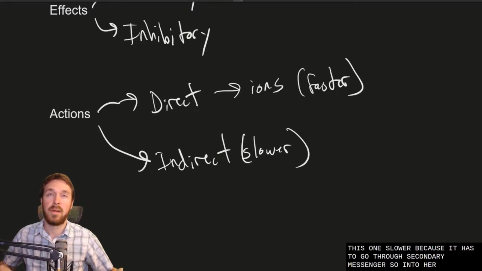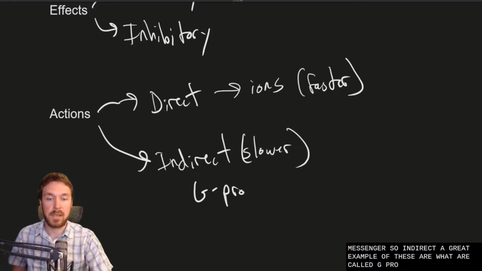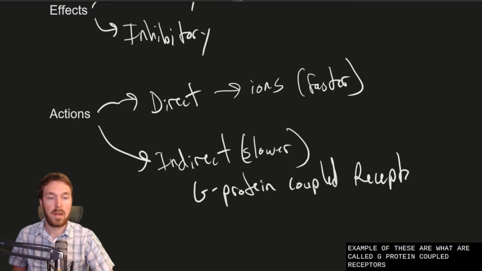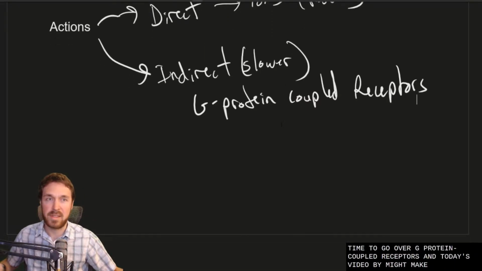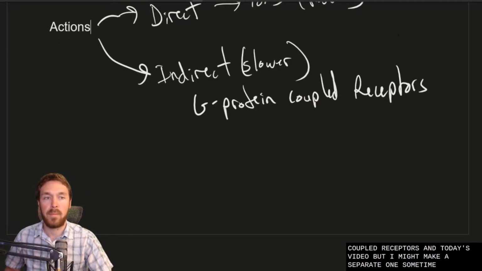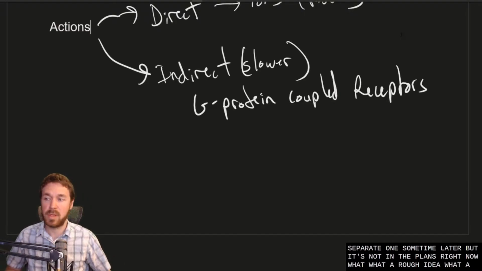So indirect, a great example of these are what are called G protein coupled receptors. Now, I don't have the time to go over G protein coupled receptors in today's video, but I might make a separate one sometime later, but it's not in the plans right now. But get a rough idea of what a G protein coupled receptor is.